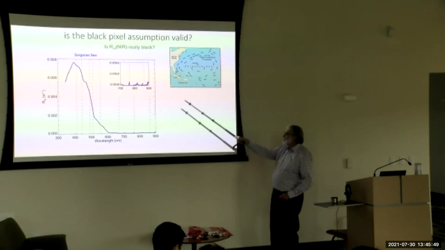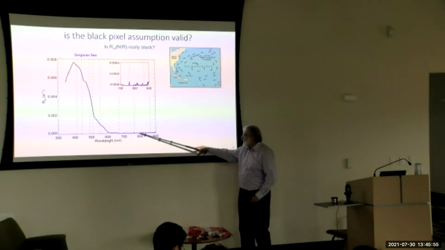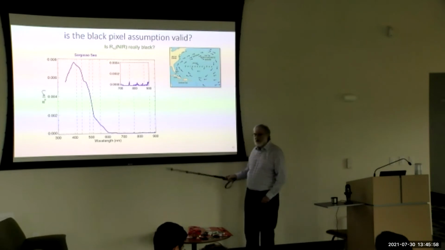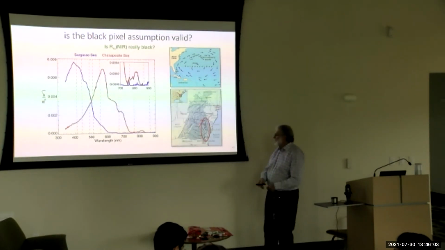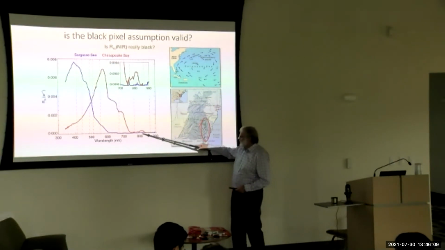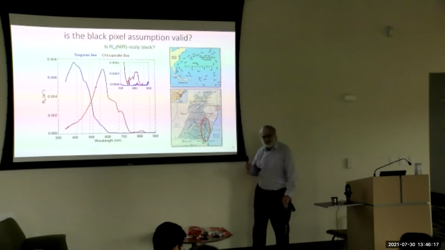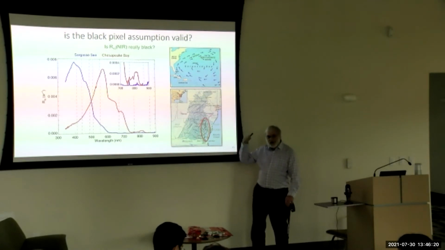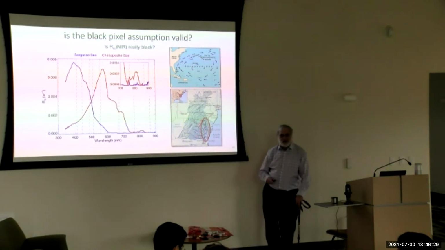Well, here's data from the Sargasso Sea, and we're looking out here at 860 and 7-something. There's basically no water leaving radiance, so that works just fine. Here's Chesapeake Bay. Now we're looking out here at 860 and 7-something, and there's a significant amount of water leaving radiance. So that black pixel assumption is no good, and therefore you cannot assume that the top of the atmosphere radiance was coming entirely from aerosols, because part of it, at least at this wavelength, is actually water leaving radiance.